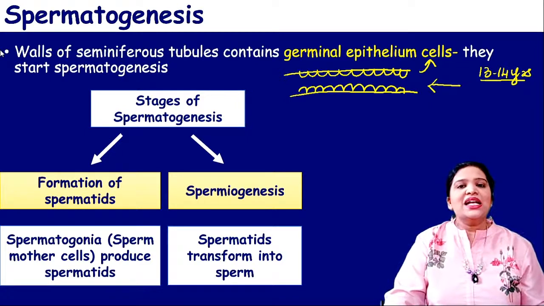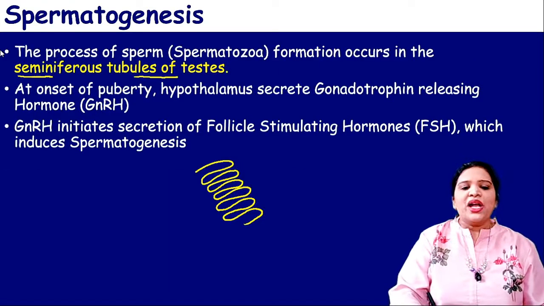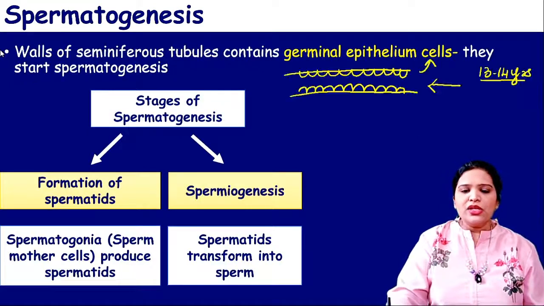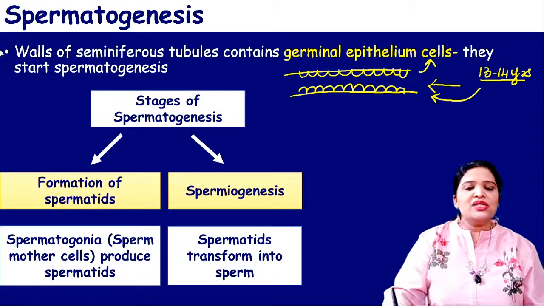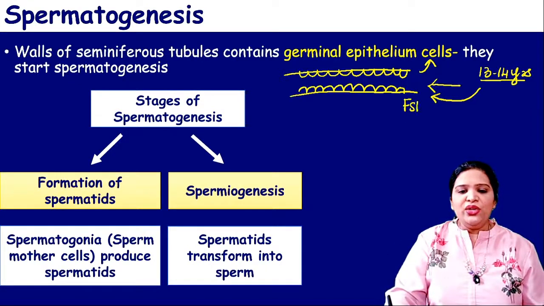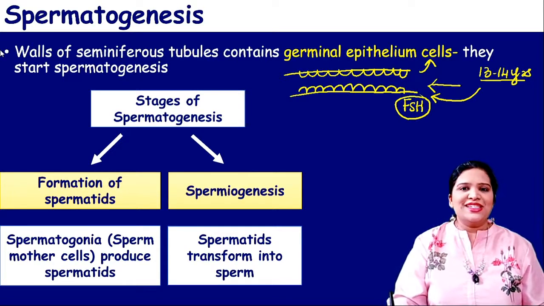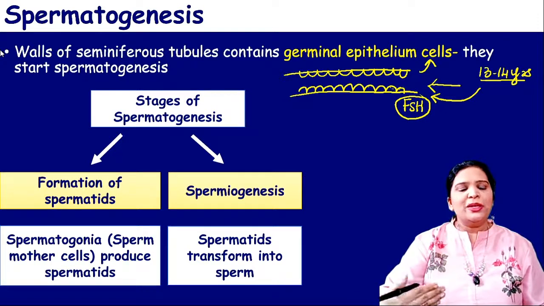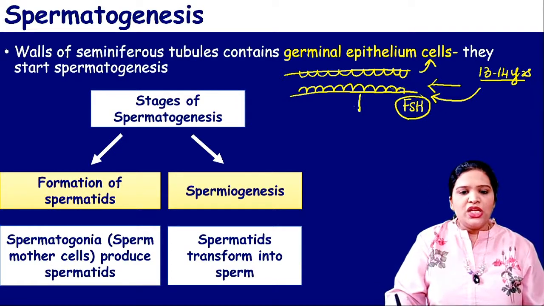The hypothalamus secretes gonadotrophin releasing hormone, which in turn induces the follicle stimulating hormone. We saw this here, no? Finally, the follicle stimulating hormone mixes with the blood and reaches the seminiferous tubules, and they induce spermatogenesis. So what happens now? These germinal epithelium cells undergo development, or the formation of the sperms. So from these cells, now the sperms are going to be produced.